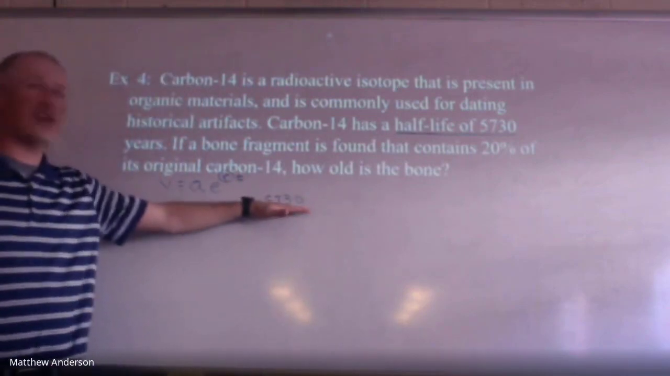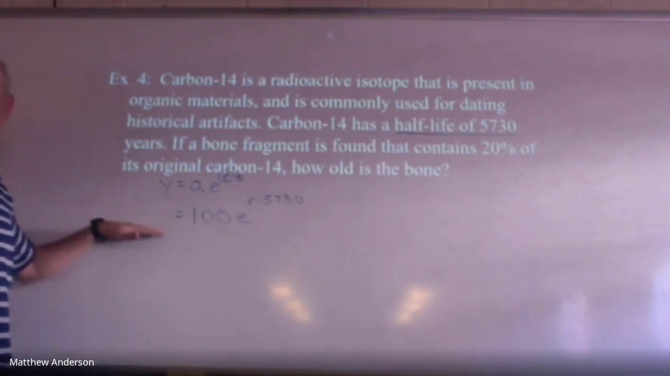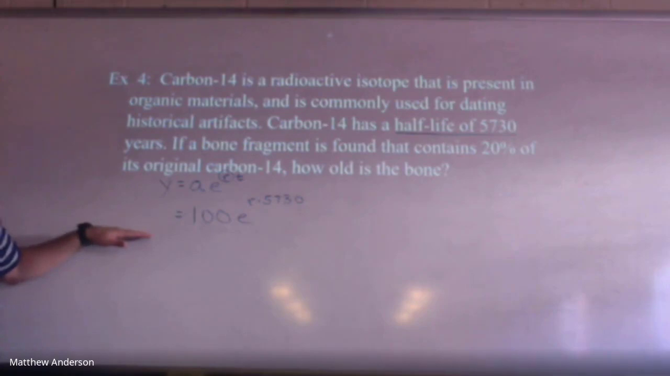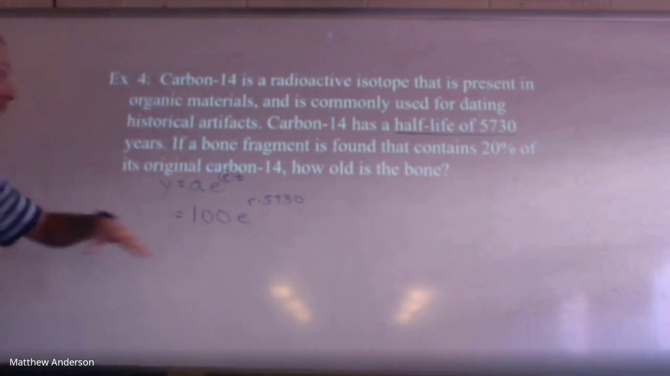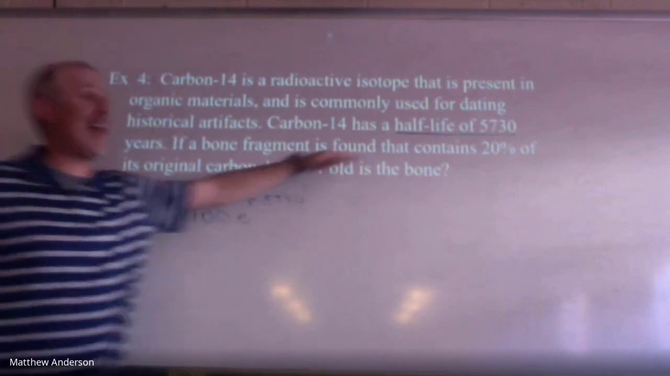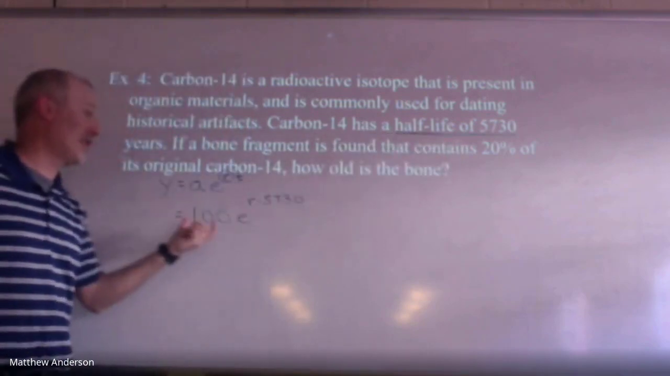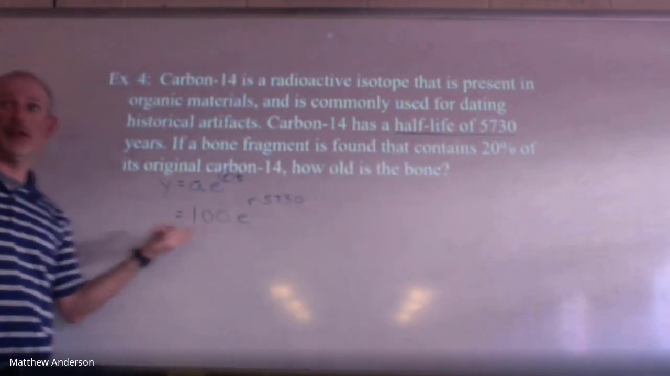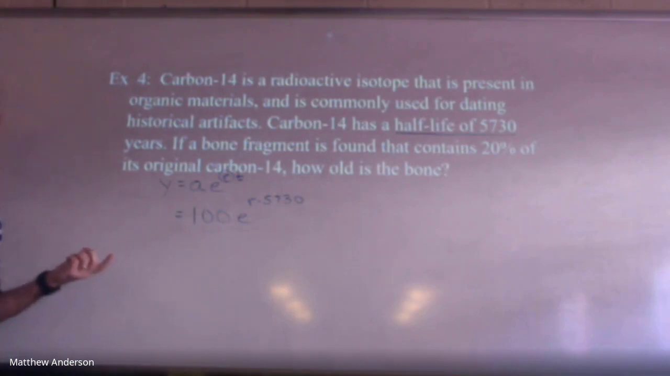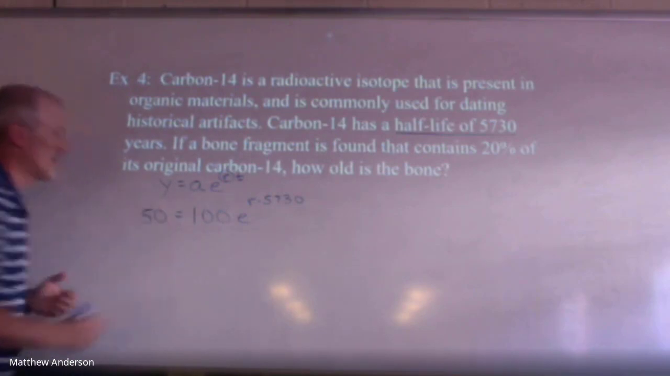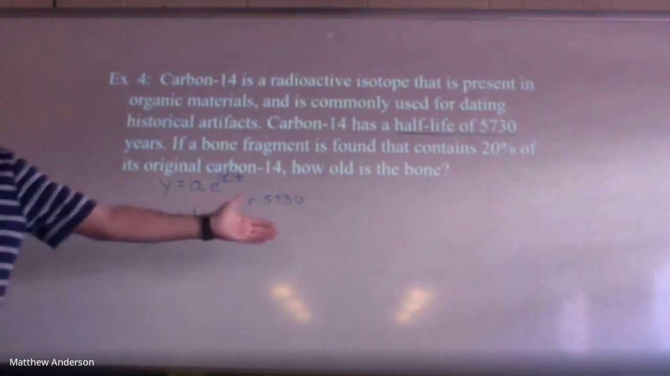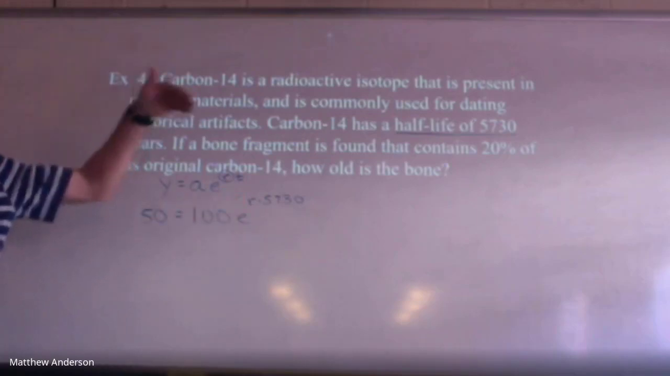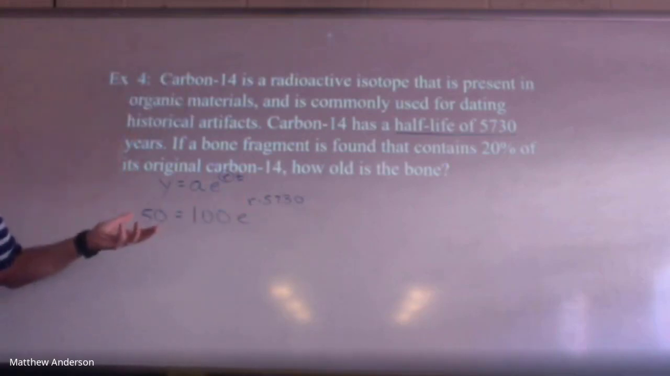And if we go that much time, how much will be left of our original 100%? Not 20. You're one step ahead. We're going to get there, but we're not ready for that yet. So 5,730 is a half-life. So by definition, what does that mean happens to the 100? 50. Half of it is left, right? So this is our first step, is we're going to figure out what R is. And notice this equation looks a lot like the first one we did. So what do you think we should do first?